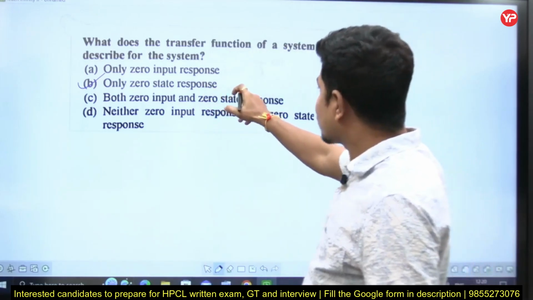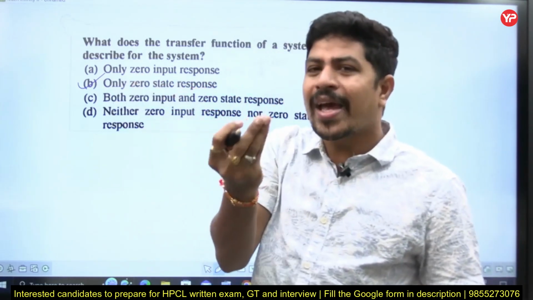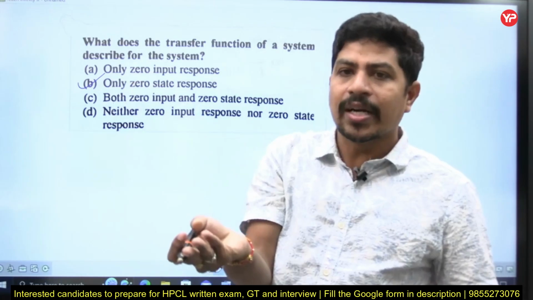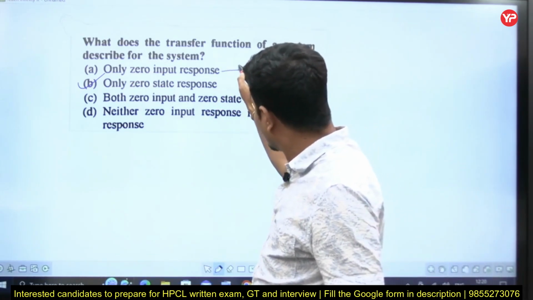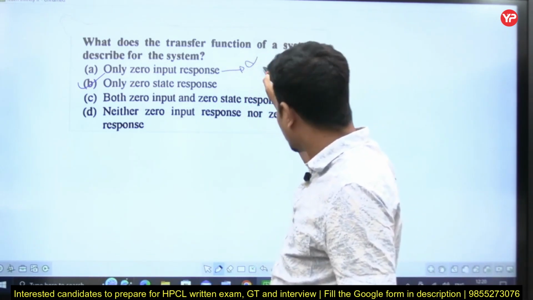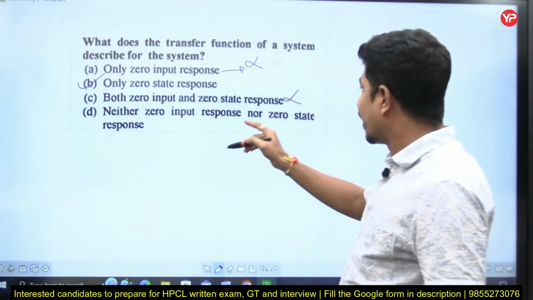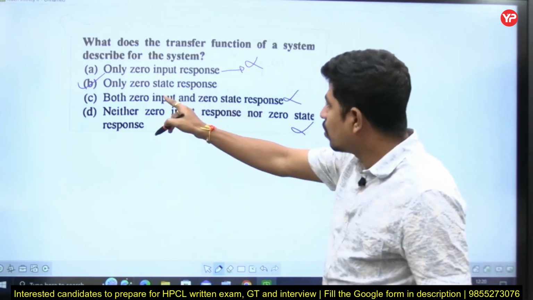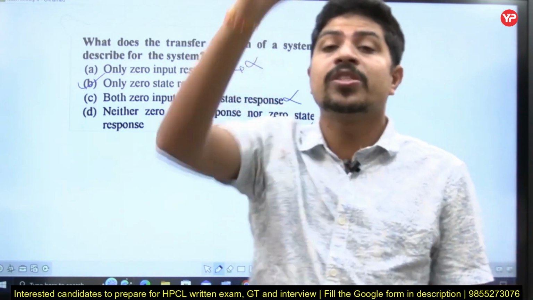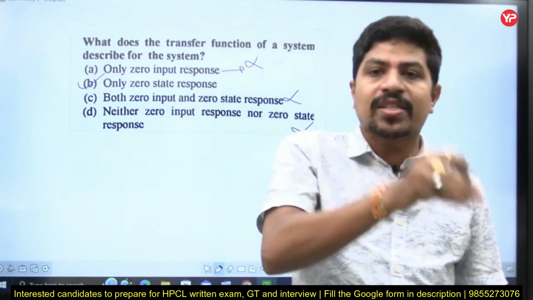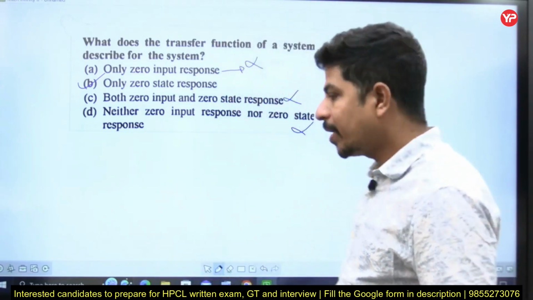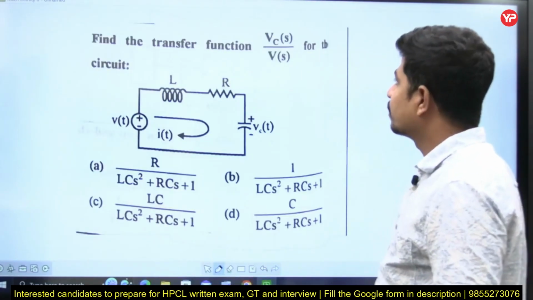See, zero input response means if the input is 0, who has to give the output? Initial conditions. This is saying that it is going to give the response due to initial conditions. Absolutely wrong. Both zero input and zero state response, absolutely wrong. Neither, absolutely wrong. Only zero state response. The state of the system should be 0. Previous state, initial state means previous condition, must be 0, right? Let's go to the next question.